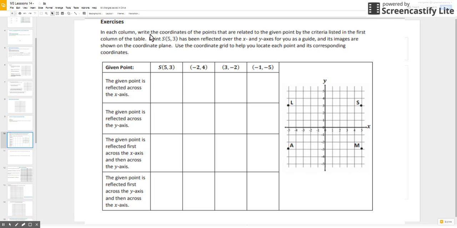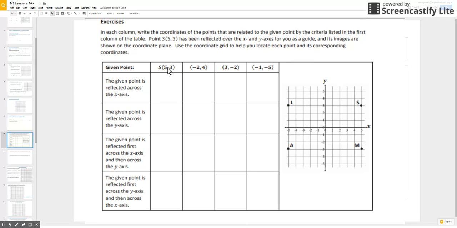It says for each column, write the coordinate of the point that are related to the given point and the criteria listed in the first column. So they give us points here, and there's criteria they want us to find. It says point S (5, 3), which is right here, has been reflected over the x-axis to M, and over the y-axis, that's L, as a guide, and its images are shown in the coordinate plane. It says use the grid below to help you locate each point and its corresponding coordinate.